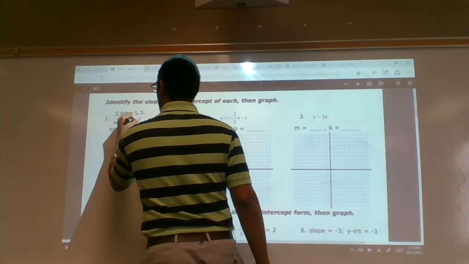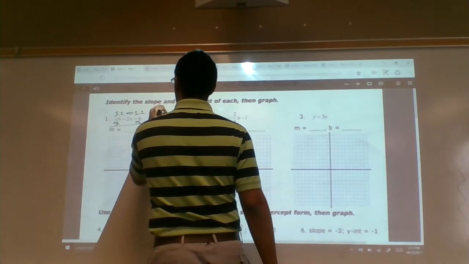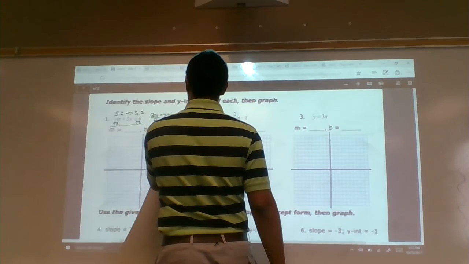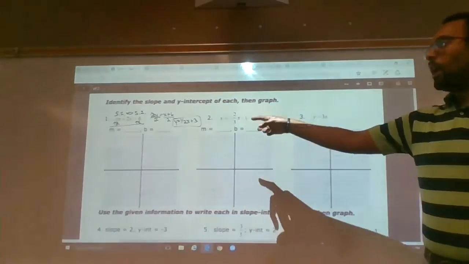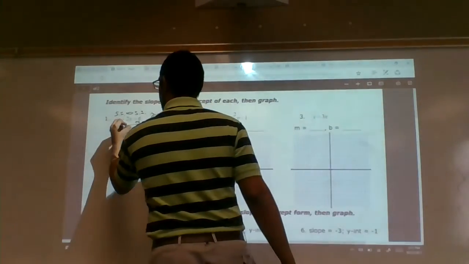So let's add x to both sides. We have 2y equals x plus 6. Divide both sides by 2. Y is 1/2 x plus 3. So this is the equation of the line, and we can easily see that the slope is 1/2, the y-intercept is 3.